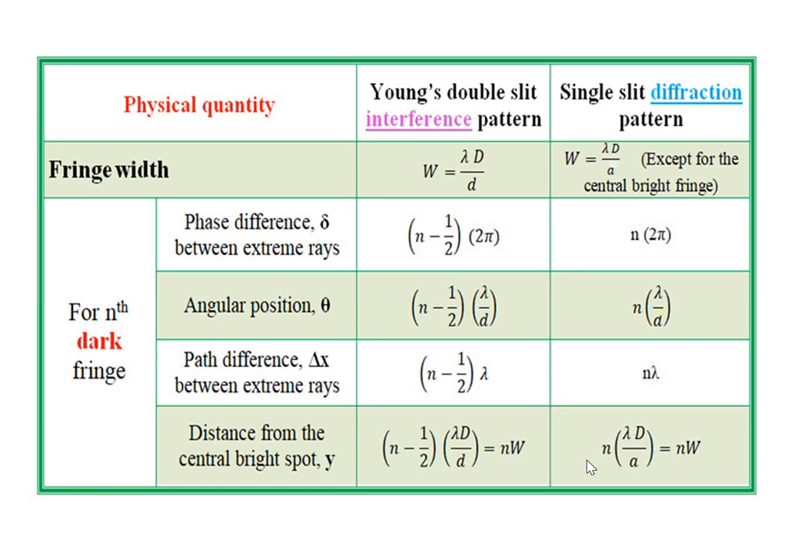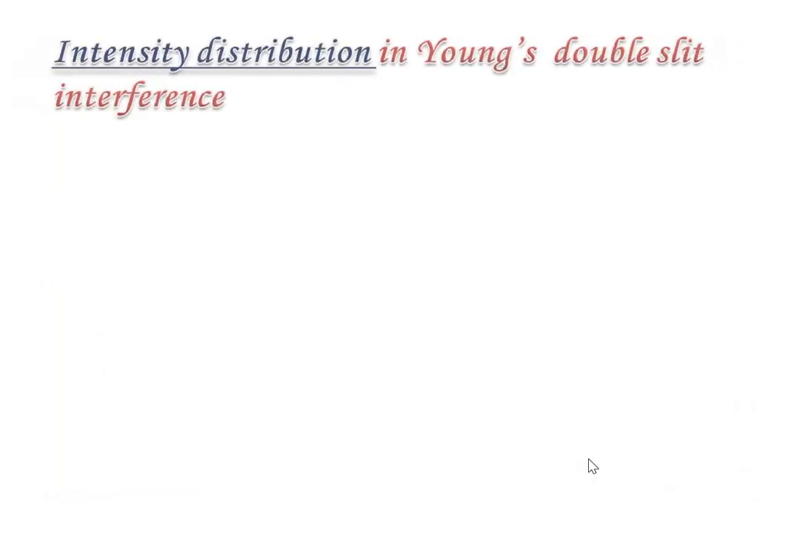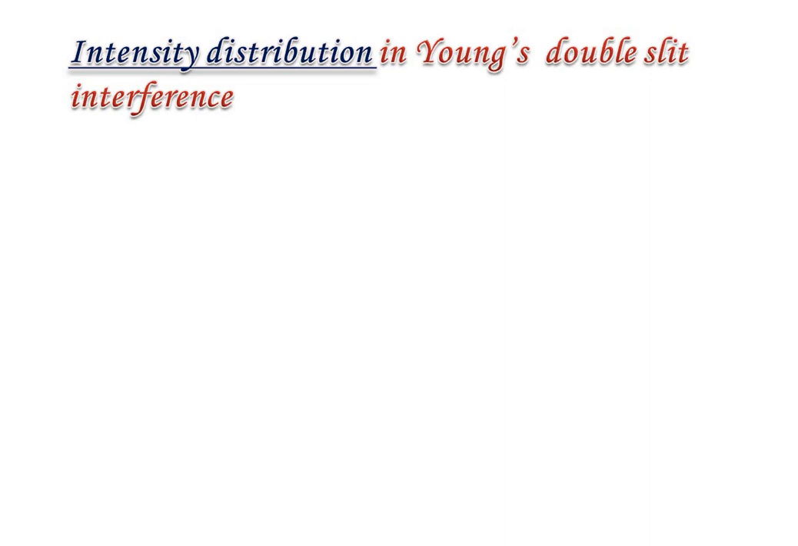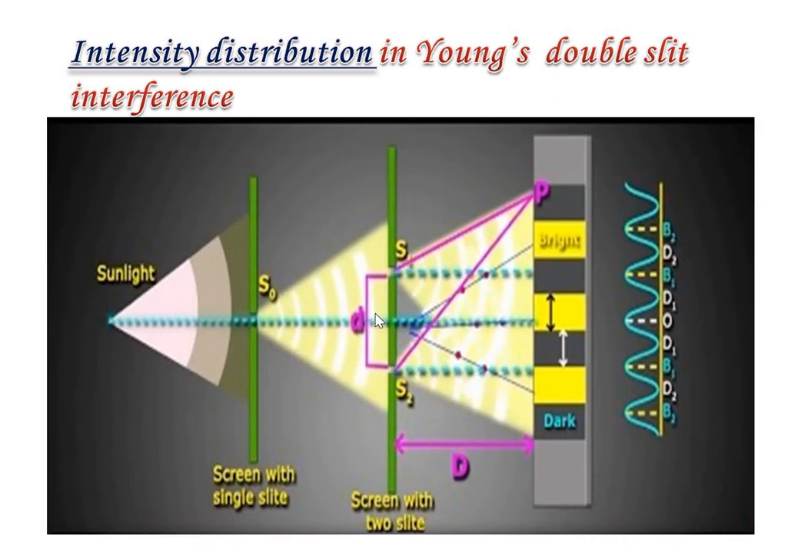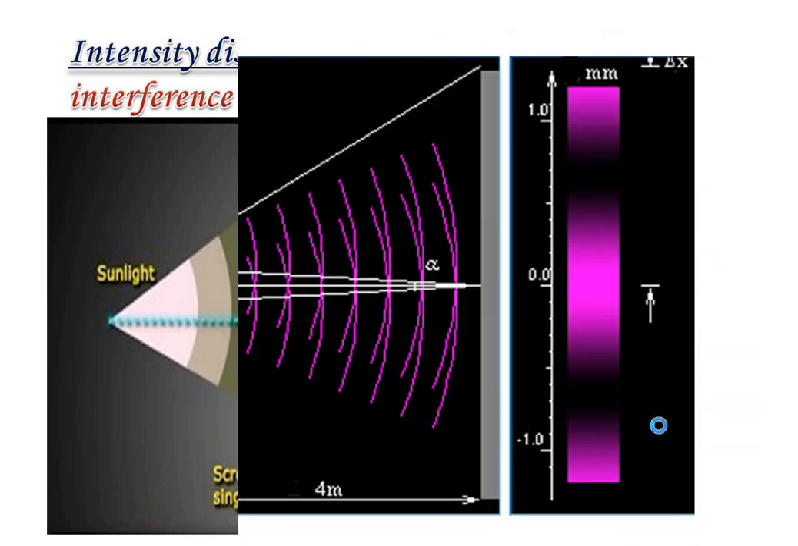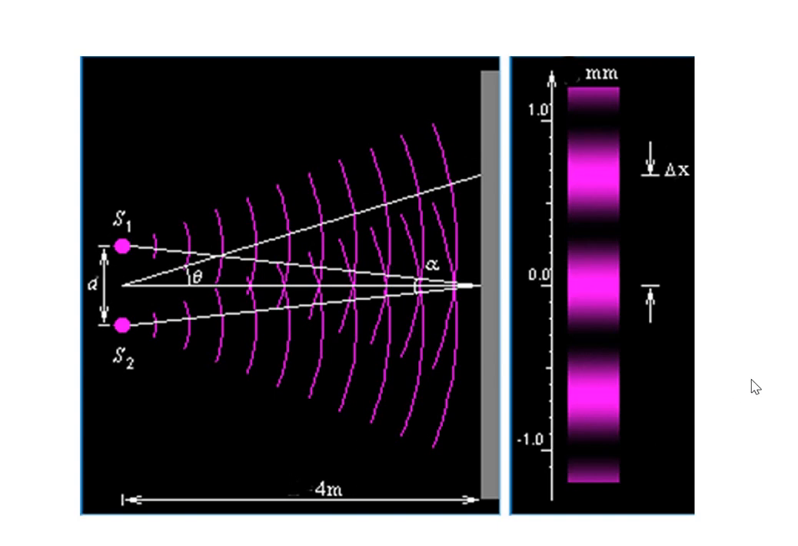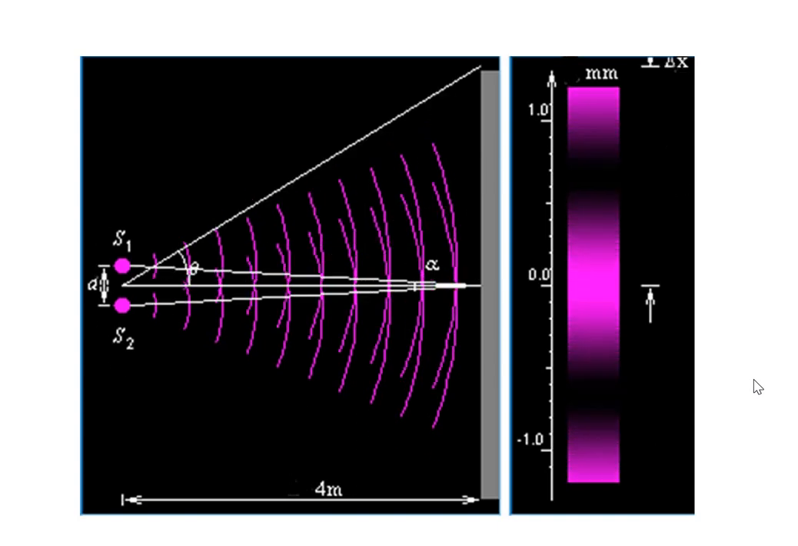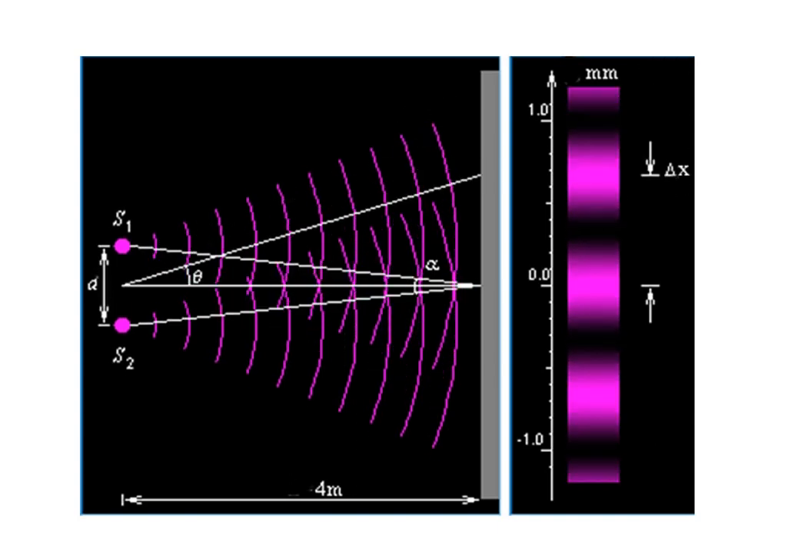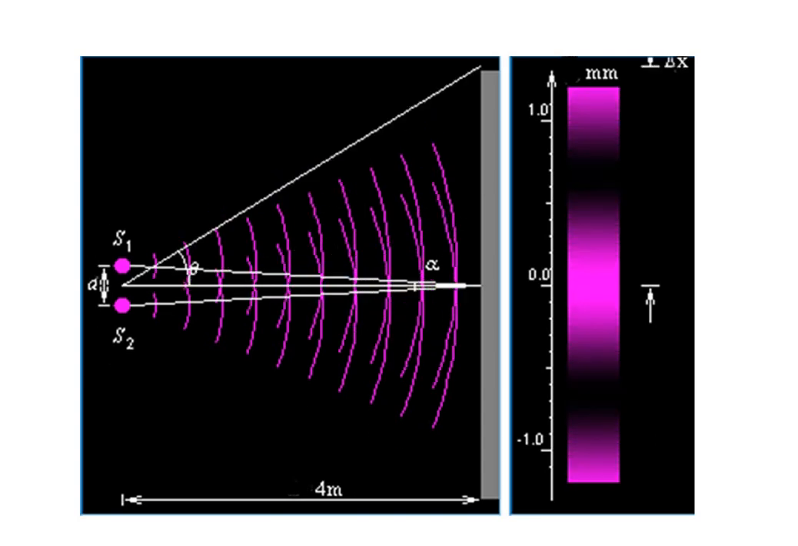Let's see the next point. Next point is the intensity distribution in Young's double slit interference pattern. Let's see the diagram for this. This one is the setup and this one is the intensity distribution in Young's double slit. Bright and dark fringes look in this way. For your better understanding, see this image. Alternate dark and bright fringes occur.